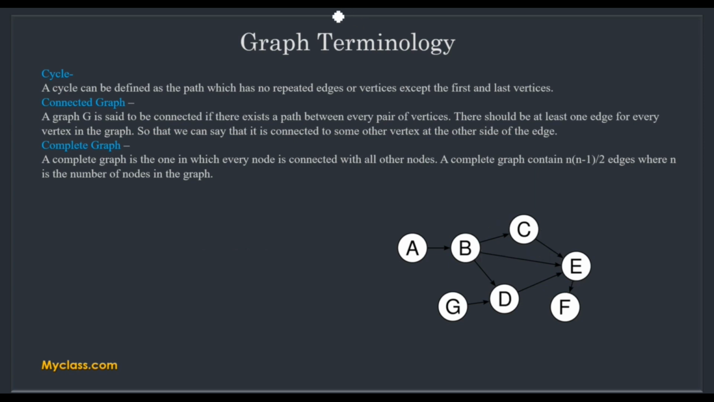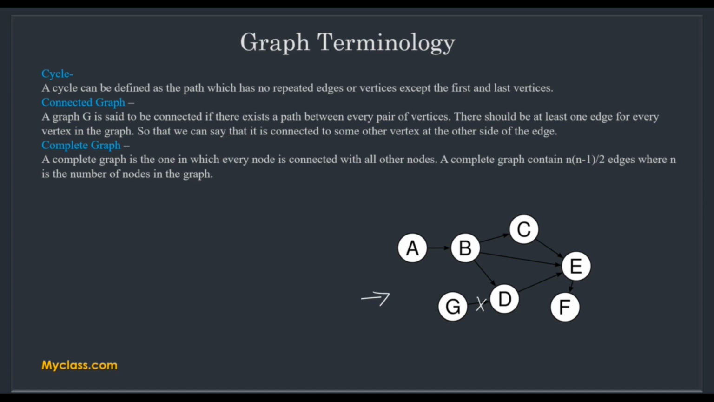Then, what is a connected graph? A graph G is said to be connected if there exists a path between every pair of vertices. There should be at least one edge for every vertex in a graph, so that we can say it is connected to some other vertex at the other side of the edge. See, in this example, this is a connected graph. If there is no edge between G and D, then we can't say that it is a connected graph. All the vertices are connected through edges. A minimum of one edge is there for all vertices. That is the connected graph.